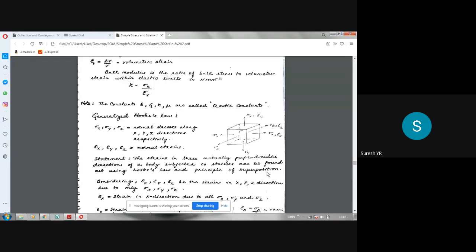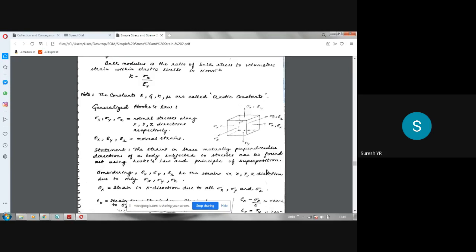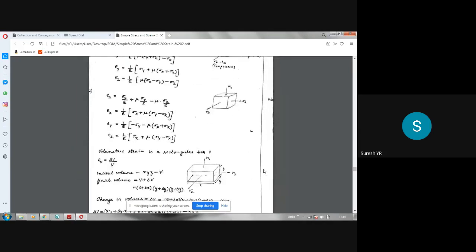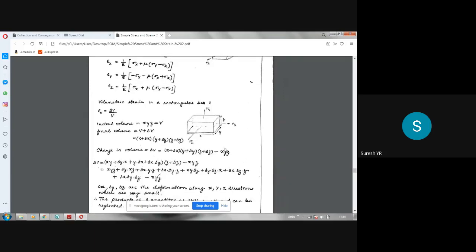So why principle of superposition? Because we are taking a three-dimensional stress system here, sigma x, sigma y, sigma z. We are finding the strain in one direction due to the effect of all the three stresses, sigma x, sigma y, sigma z. So linear and lateral strains both will come into the picture here. So this is about generalized Hooke's law.